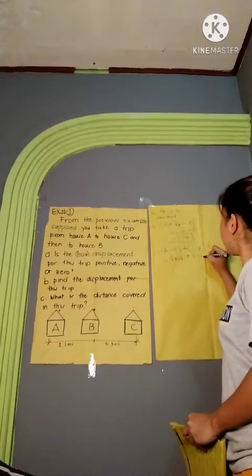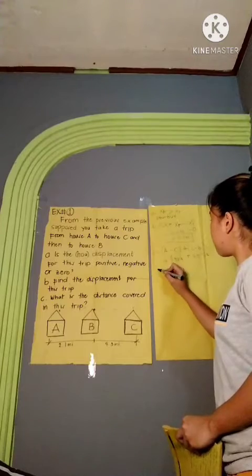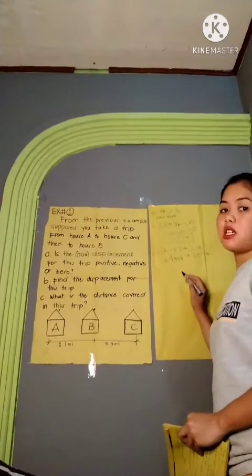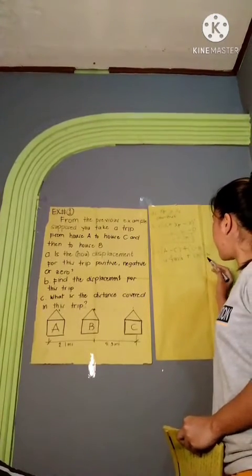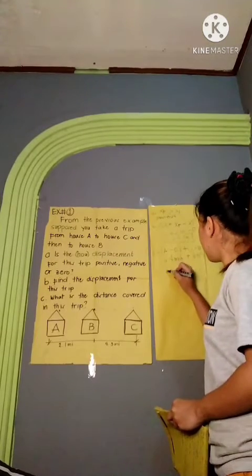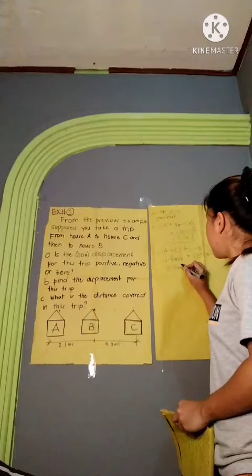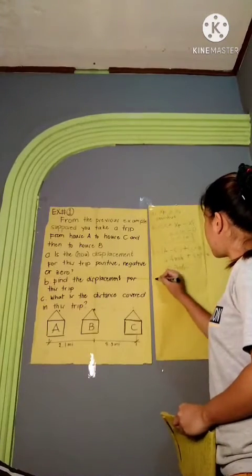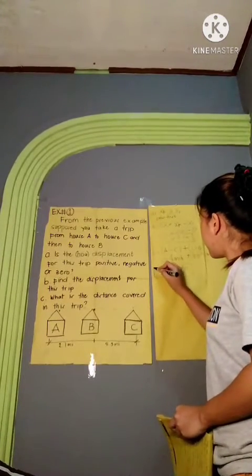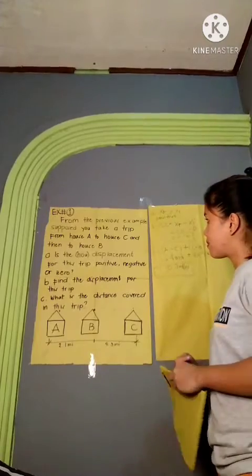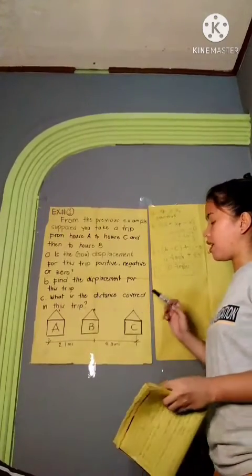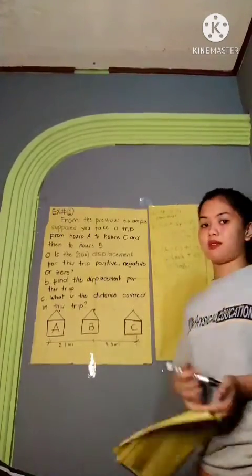Pagpa-plus lang natin siya, 6.4 miles plus 4.3 miles is equal to 10.7 miles. Ito na yung kabuuang distance na na-travel from house A to house C and then C to house B.